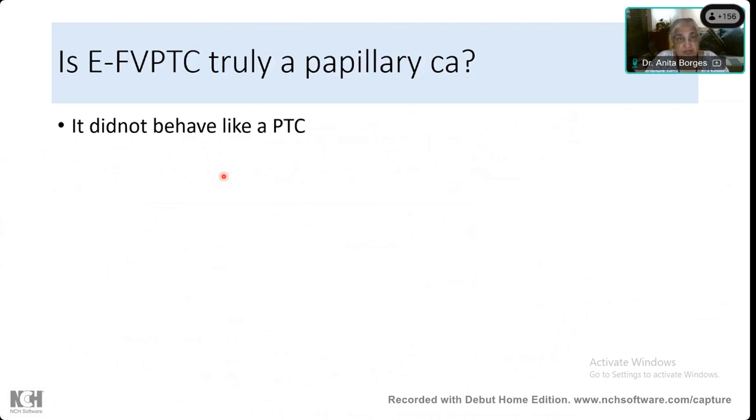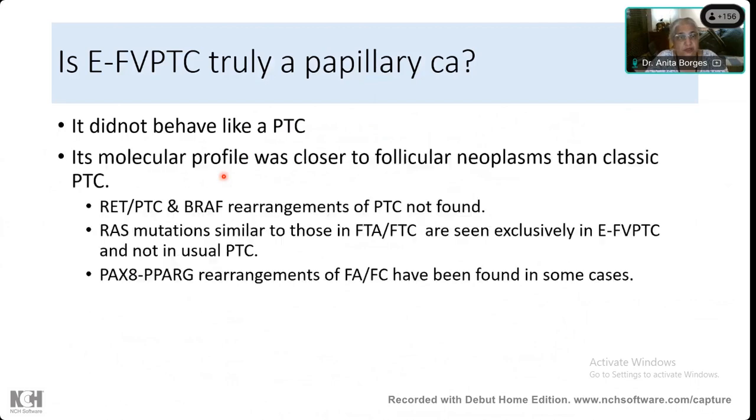And it did not behave like a papillary thyroid carcinoma. We just showed in the previous paper that it did not metastasize. It did not behave like a papillary thyroid carcinoma. Its molecular profile, moreover, was like that of follicular neoplasms. It never showed a BRAF rearrangement. It had no RET/PTC rearrangement, because that's the other rearrangement that is found in papillary thyroid carcinoma, and it had RAS mutations that are similar to follicular adenoma and minimally invasive follicular thyroid carcinoma.